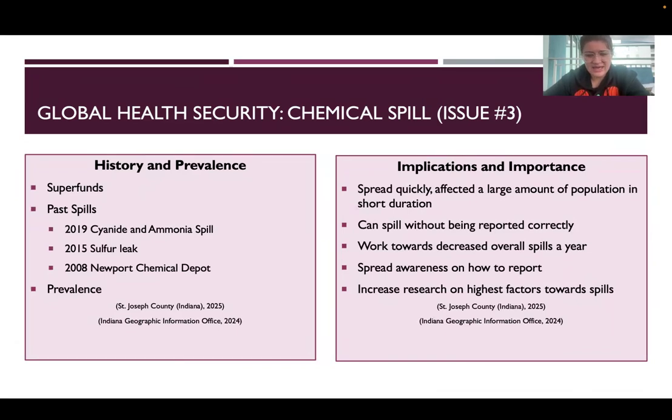As stated previously, chemical spills spread the toxic substance quickly, leading to a high amount of people who can be affected. One spill has the potential to harm a whole city, especially those gaseous chemicals that can spread through the air. Even though chemical spills are being reported, there's no guarantee that the spill will be reported when it occurs. So, spreading education and awareness of what causes a chemical spill, what it looks like, and how to properly report will support increased understanding of the true amount of spills in Indiana.